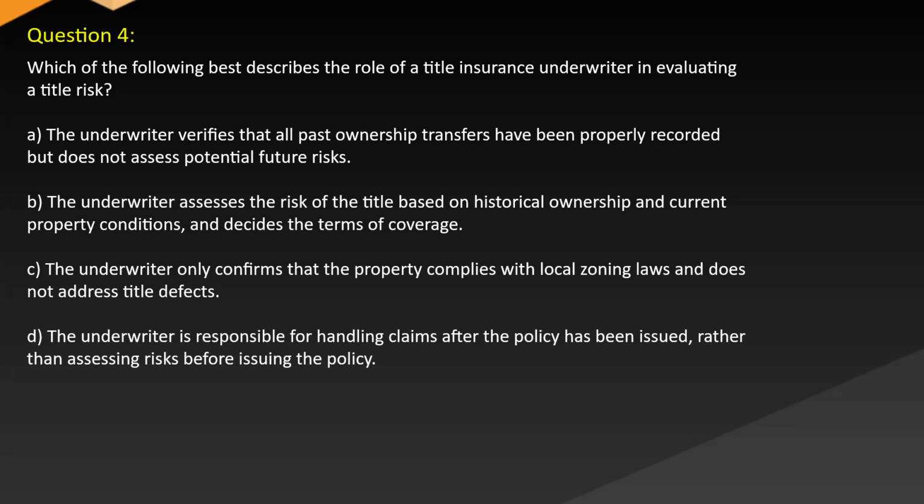Question 4. Which of the following best describes the role of a title insurance underwriter in evaluating a title risk? A. The underwriter verifies that all past ownership transfers have been properly recorded but does not assess potential future risks. B. The underwriter assesses the risk of the title based on historical ownership and current property conditions and decides the terms of coverage. C.